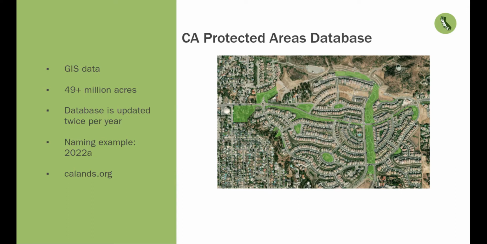We publish CPAD twice a year, and just recently began publishing CCD twice a year as well. We changed the naming convention some years ago so that people could know clearly what year the data was from, and used the A and B format to distinguish between the two annual releases. A is typically released mid-year. B is released near the end of the calendar year. You can learn more by visiting calands.org.